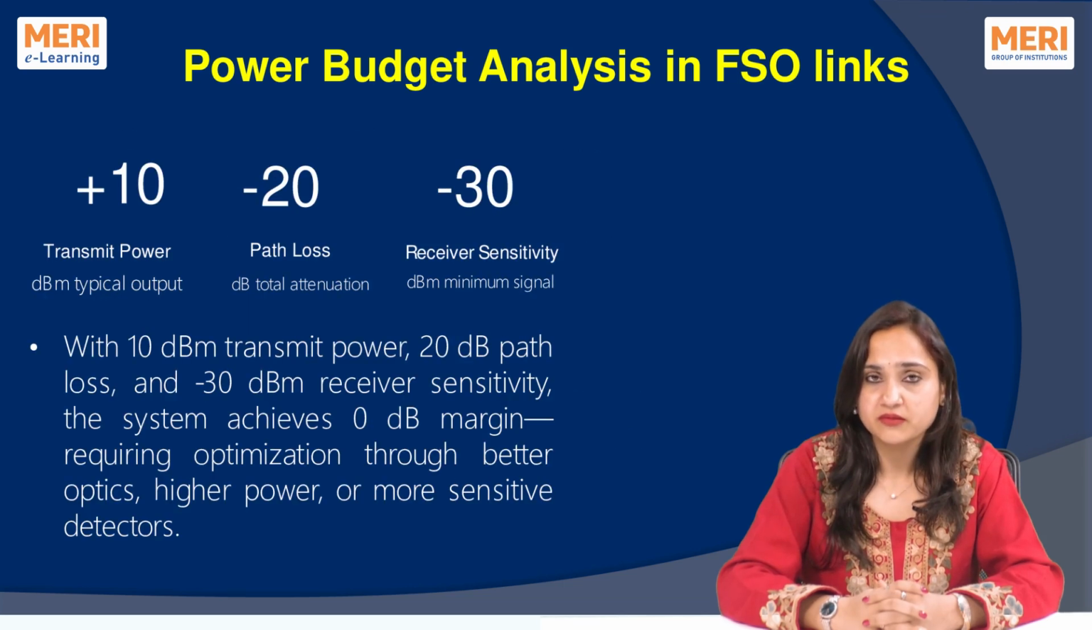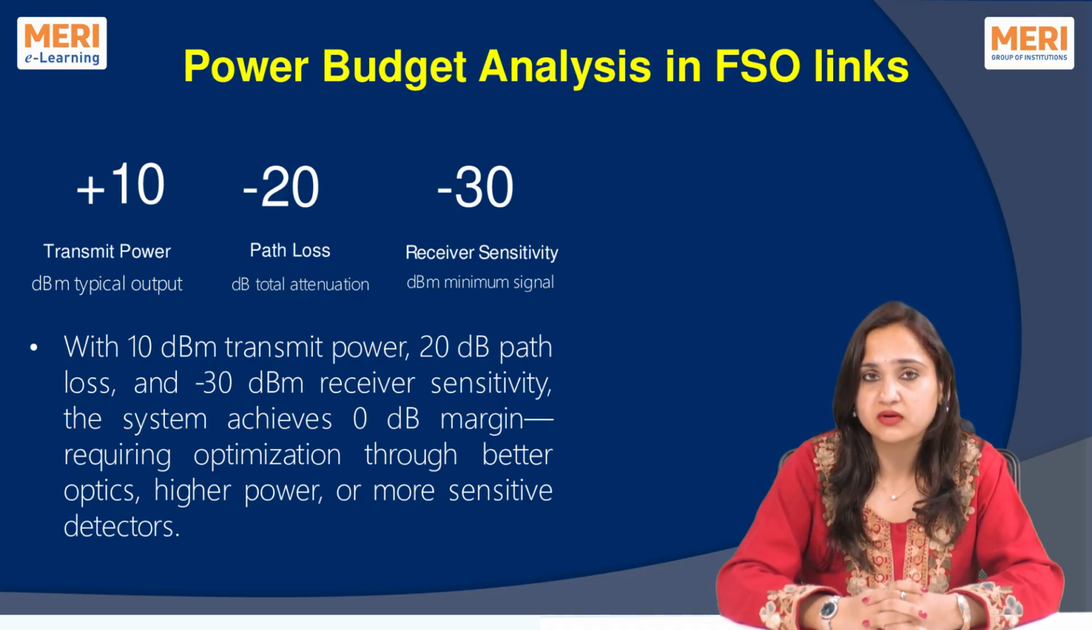For example, if the transmit power is 10 dBm, the path loss is 20 dB, and the receiver sensitivity is minus 30 dBm, the system achieves a 0 dB margin. A zero margin indicates that the system is barely operational and requires optimization.